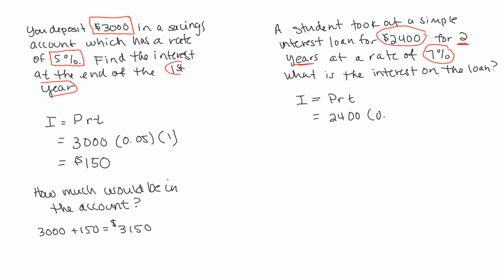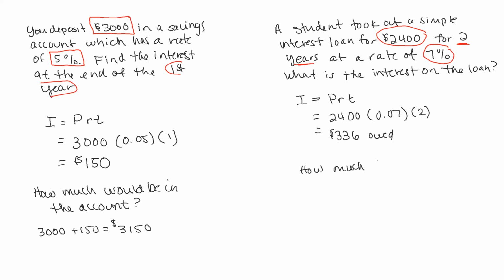Again, you have an interest rate as a percent, but you have to give it to the formula as a decimal. And then we want to multiply by 2 years. So again, once you write this out, you can use your calculator for the multiplication in this case. So we get 2,400 times 0.07 times 2. And I get that we're going to have $336 owed in interest.